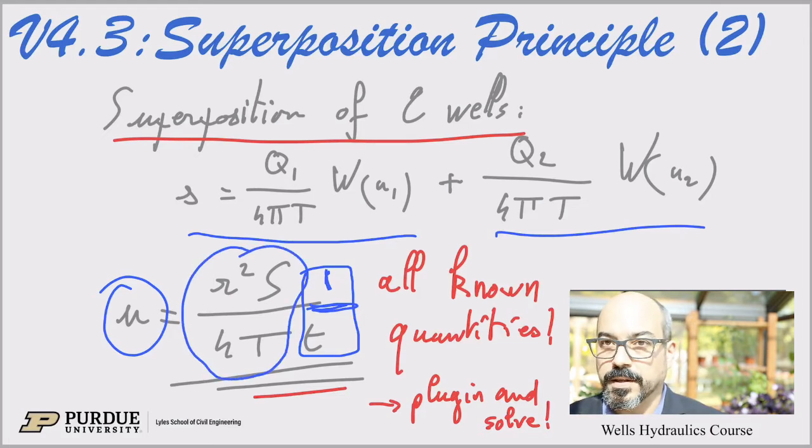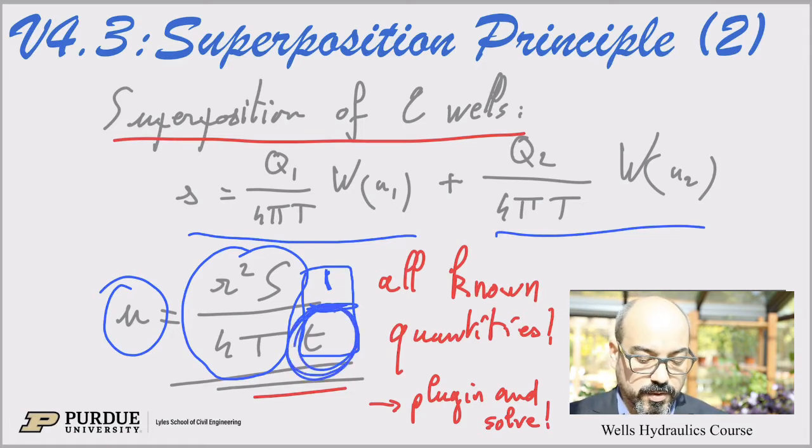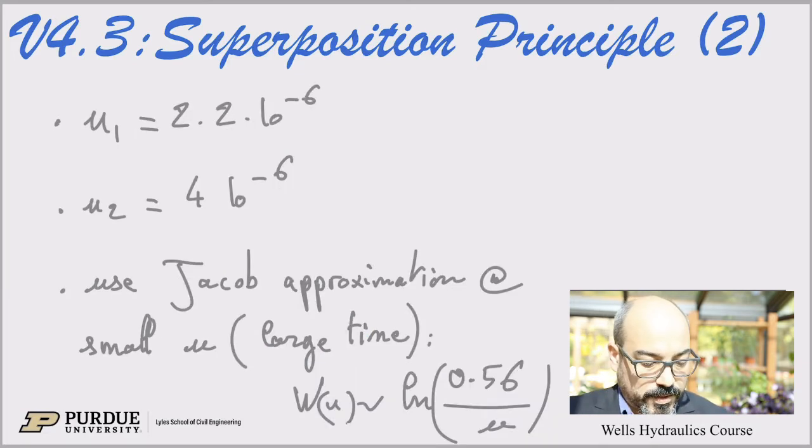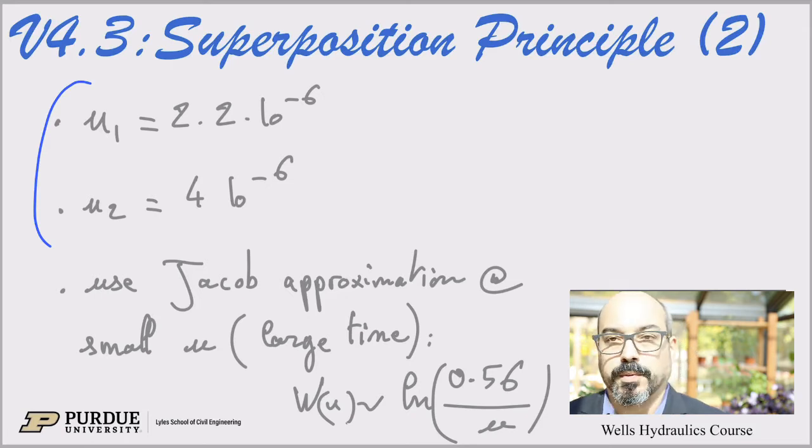Here you can see that we know all those constants. r is the distance to the observation well, and we know that for each well. The storativity and the transmissivity, of course, are the same. It's the same aquifer. And then time is what we require: we want the drawdown after 200 days, so we know time as well. So we can calculate u1 and u2, no problem. We plug in and we find that u1 is 2.2e-6 and u2 is 4e-6.